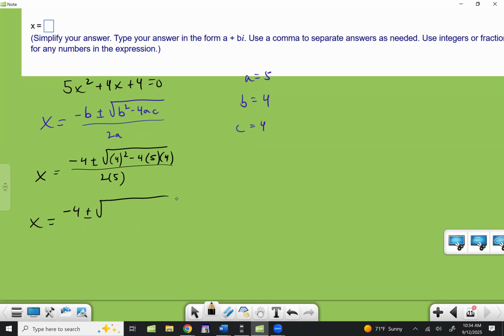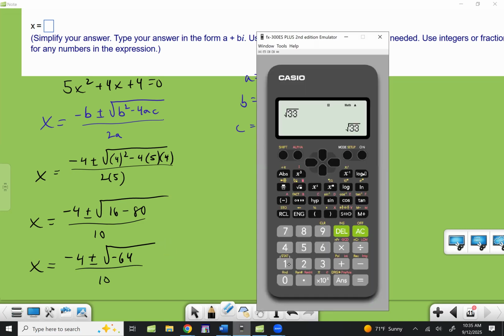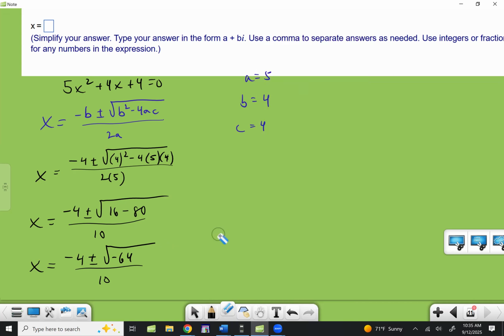Well, 4 times 4 is 16. And then 4 times 5 is 20. 20 times 4 is 80. Again, you can put all this in your calculator, I think you might mess up some of the number crunching. 16 minus 80. I think that's 64, you guys. Negative though. Ooh, almost wrote the wrong thing down. Okay, so let's just go double check. 16 minus 80. Ah, we're looking good.